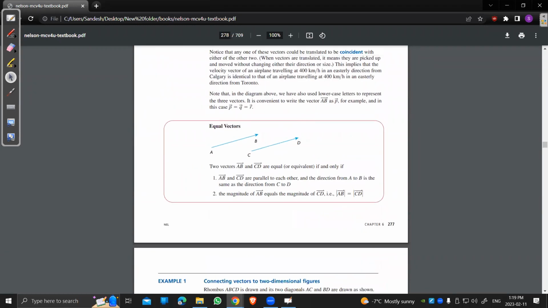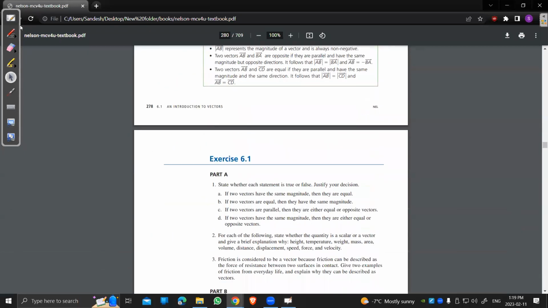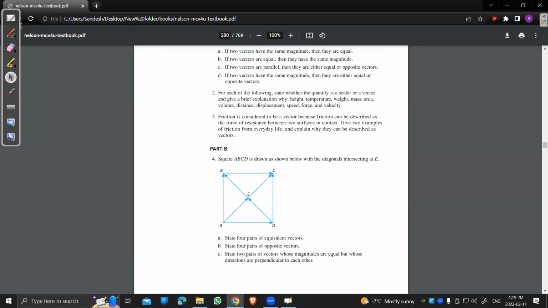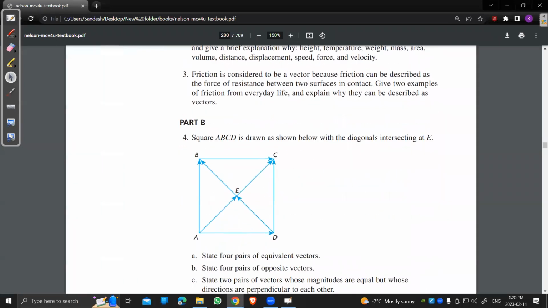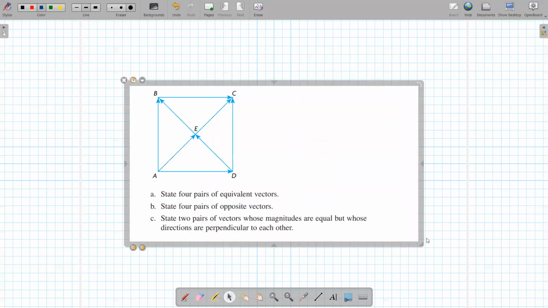Let me see if I can find it. Okay. Well, we're going to look at an actual thing here, which is going to hopefully make things a little bit clearer. You see all those arrows?